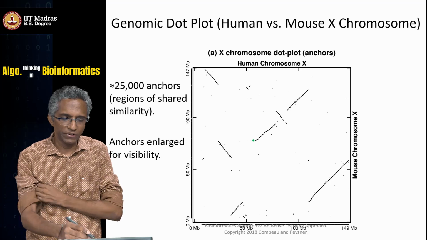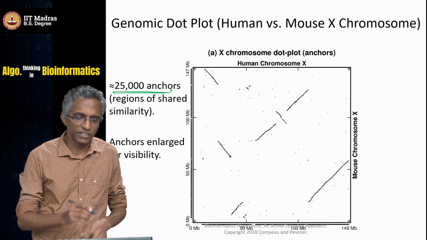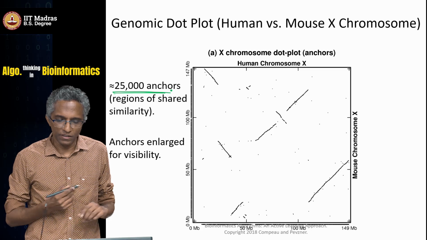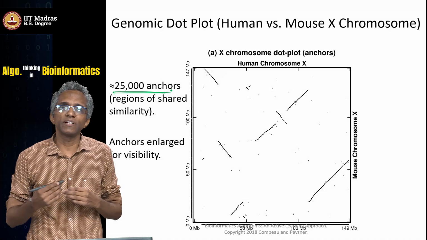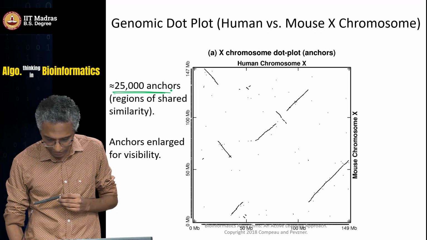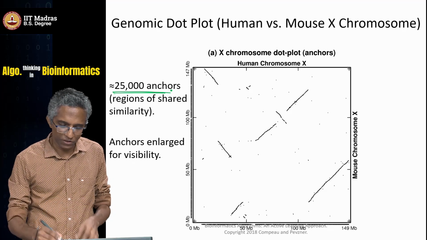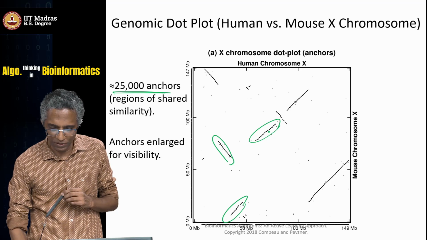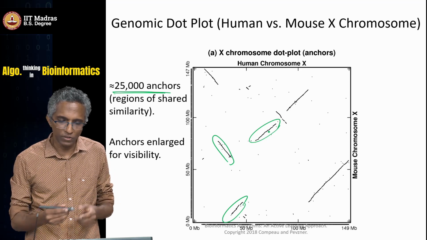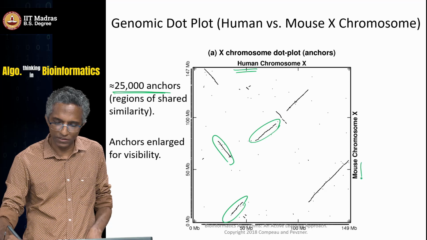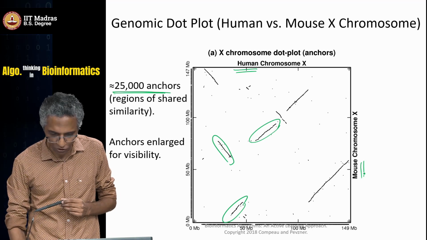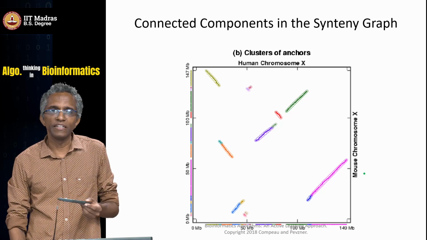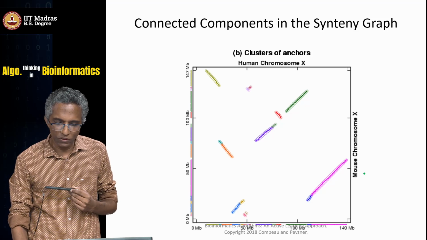In this particular case, we have 25,000 anchors, these initial starting matches, regions of shared similarity, and then you are looking for long stretches, connected components which are very long in this graph. You can see here that there are all these different connected components which look pretty large between the human and the mouse chromosome. On the x-axis is the human chromosome, on the y-axis is the mouse chromosome in this dot plot. So you can identify these, you can give them different colors indicating that these are different blocks, and then you can also look at the orientation.